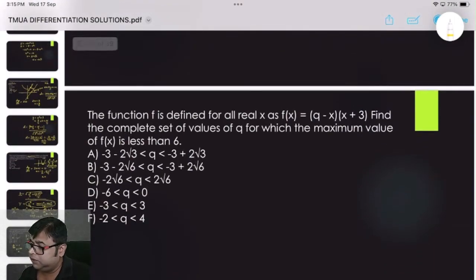Next. The function f is defined for all real values of x as f(x) equals (q minus x) into (x plus 3). Find the complete set of values of q for which the maximum value of f(x) is less than 6.